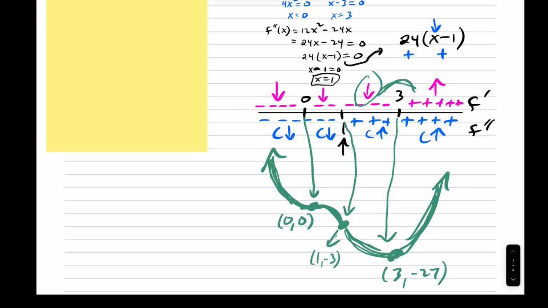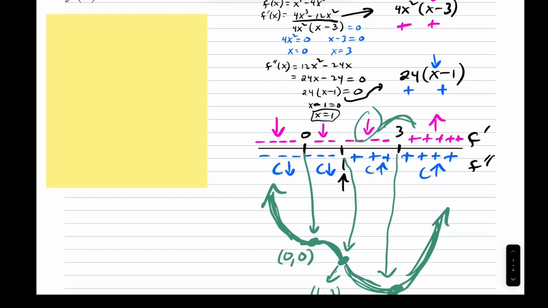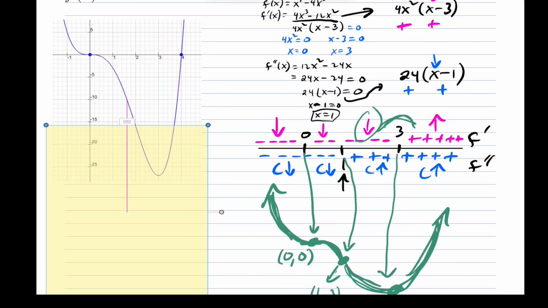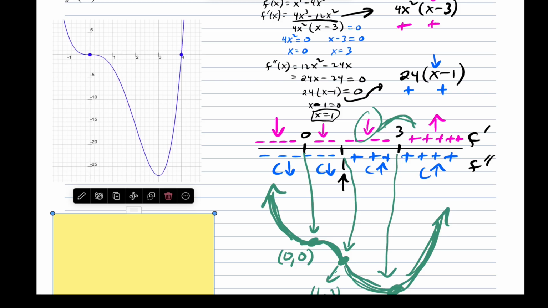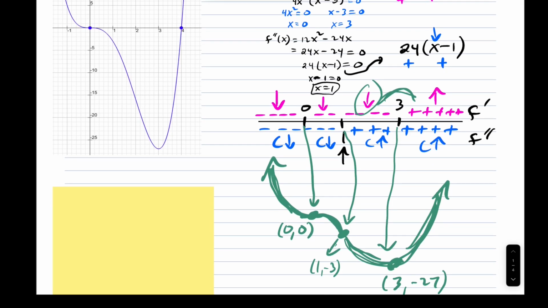Now, I'm going to move the yellow sheet and let's see how we did, okay? So let me get this out of the way, pull that down, and there you go. That's what the function looks like, which is pretty much shaped like ours, okay?